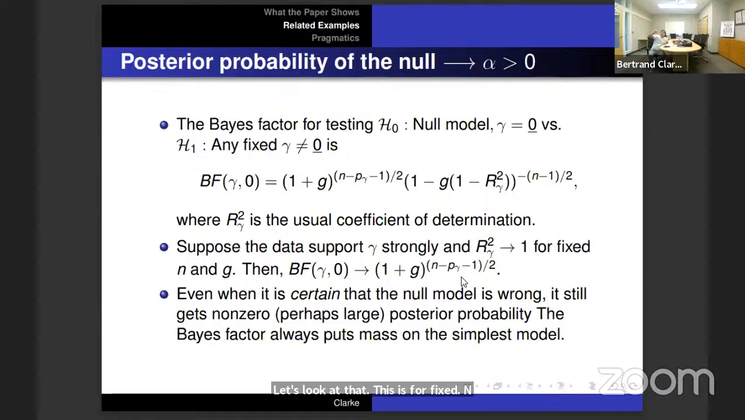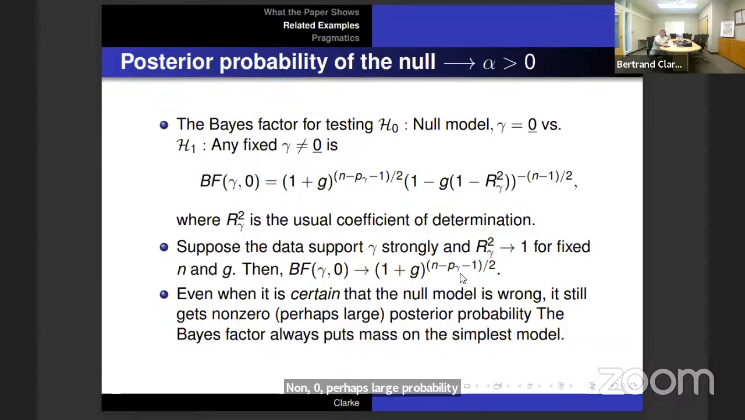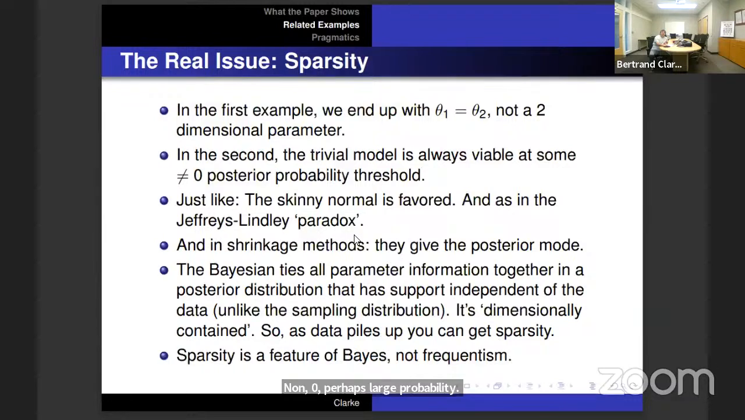So even when it is data-wise certain the model is wrong, it still gets non-zero, perhaps large posterior probability. We're always putting mass on the simplest model. So my takeaway from this is that the real issue here is sparsity. Okay? In the first example, we end up with a line, not a two-dimensional parameter. In the second, the trivial model is always viable at some posterior probability threshold, just like the skinny normal is favored, as in the Jeffreys-Lindley paradox, as stated before.